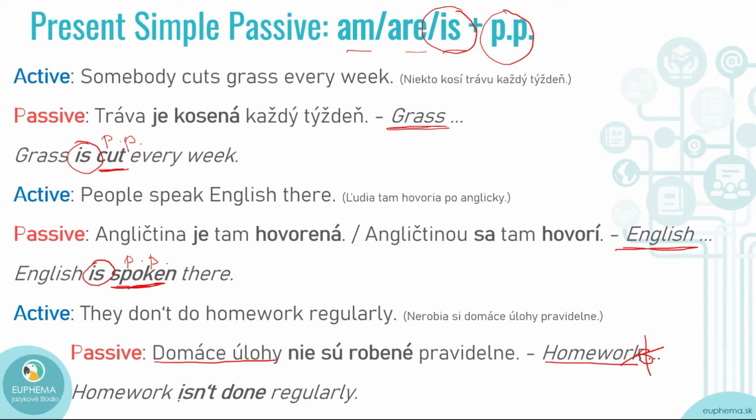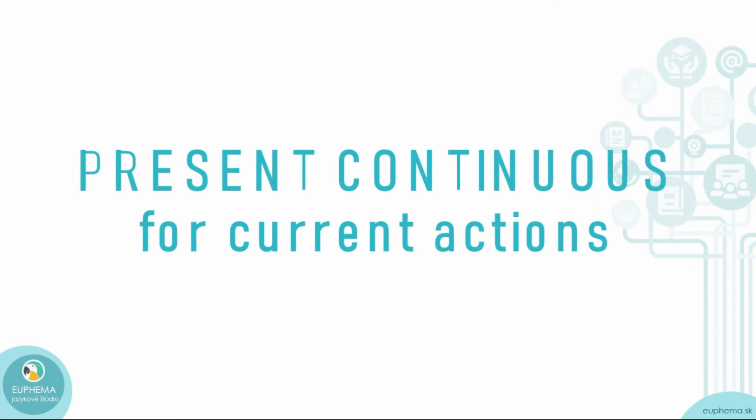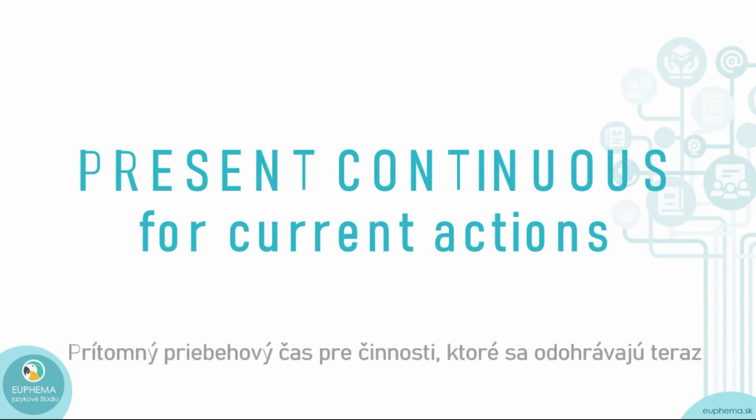Here we have to put negative, not is, but isn't, because also in the active sentence we used negative don't. They don't do homework regularly. So homework isn't done regularly. Done is the past participle of the verb do, irregular. Do, did, done. Excellent. Now let's move on to present continuous for current actions.